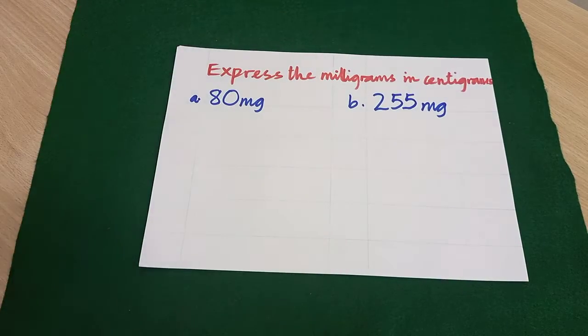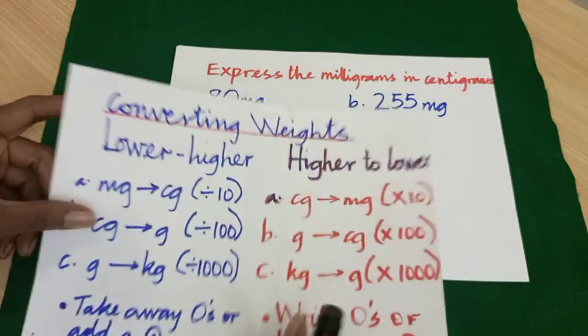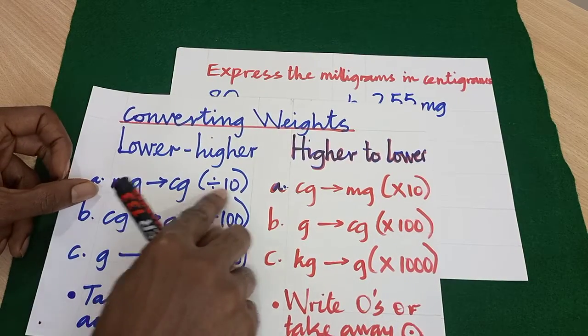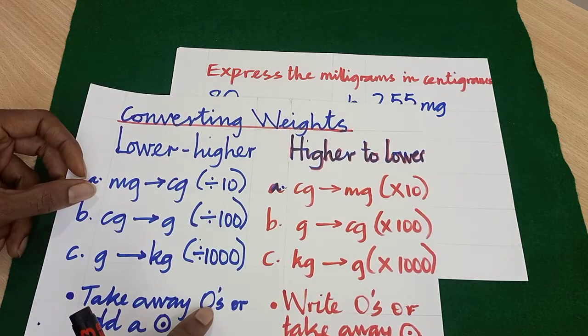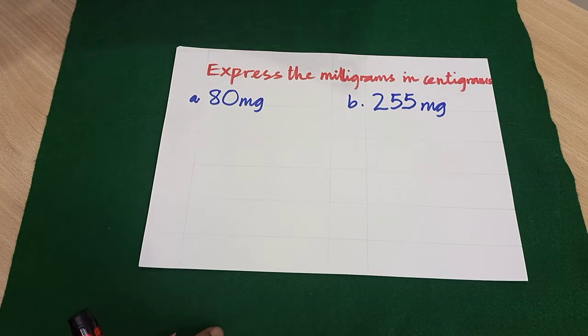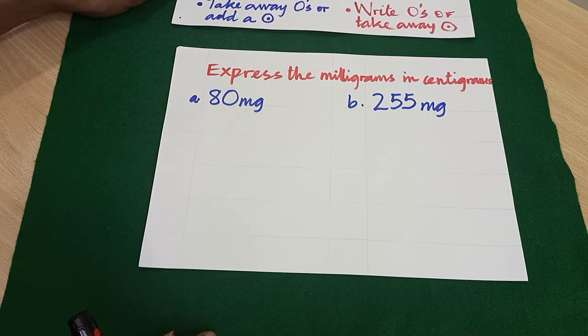Okay, so first of all, we have express milligrams in centigrams. Now that's converting from what? A lower to a higher unit. So what are we doing? We are dividing by 10. Okay, so 80 milligrams to centigrams is going to be what? Remember, we are using this key. Milligram to centigram, divide by 10 or take away 1 zero. Okay, so let's just keep this here so that we can make reference.